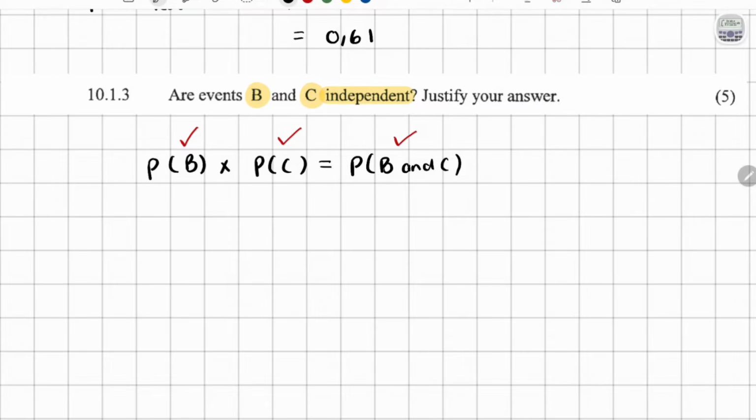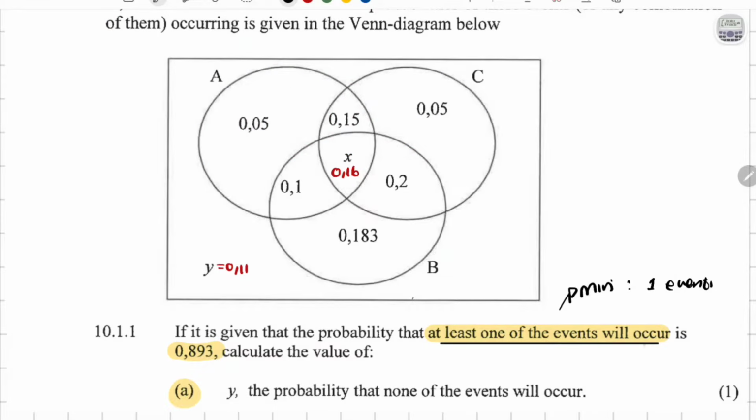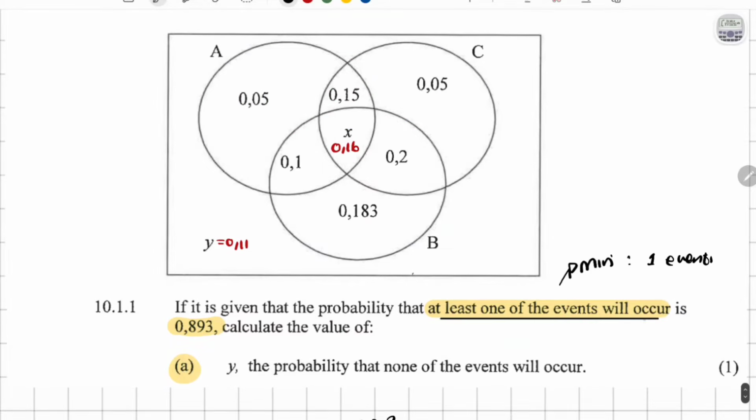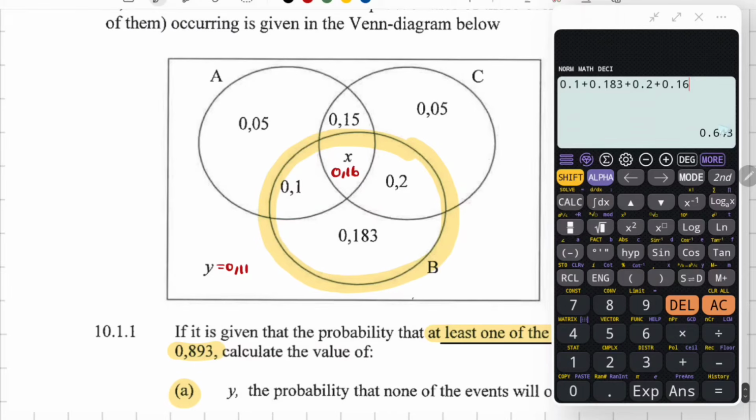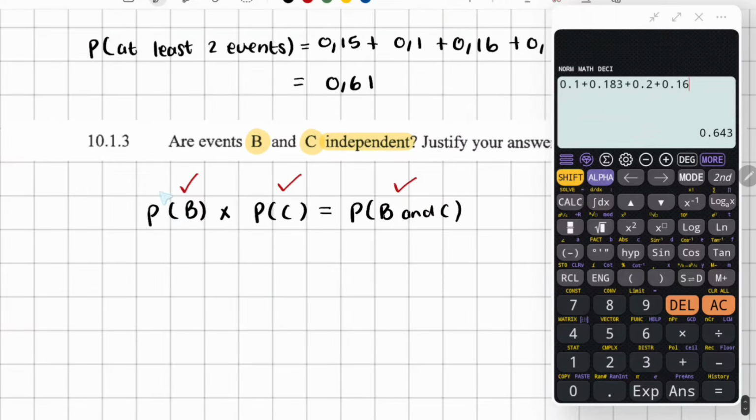Okay, so let's start off with the probability of B. So, like you would have seen in that video on Venn diagrams, the probability of B is the entire circle of B. Everything that is included here is the probability of B. This is not excluding intersections like probability of A and B, because the probability of B is included here as well. So this entire thing gives you the probability of B. So if we add up all these values, we will get the probability of B. So when I put that down onto the calculator, I get 0.643. So that is the probability of B. So the probability of B is 0.643. And we need to now multiply this by the probability of C.